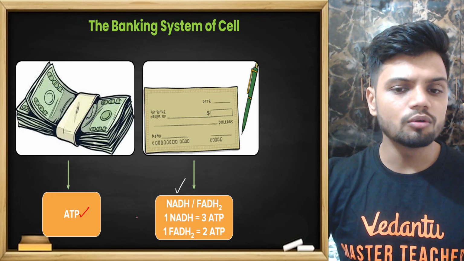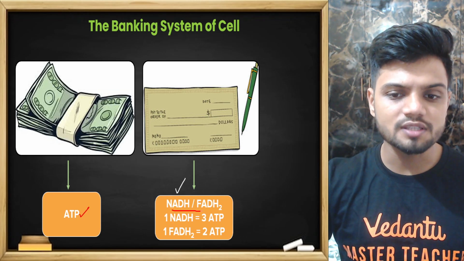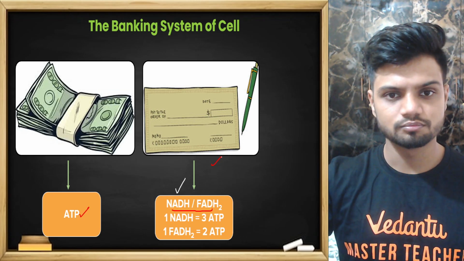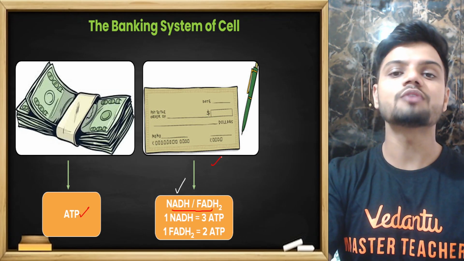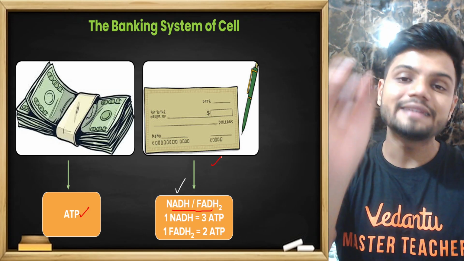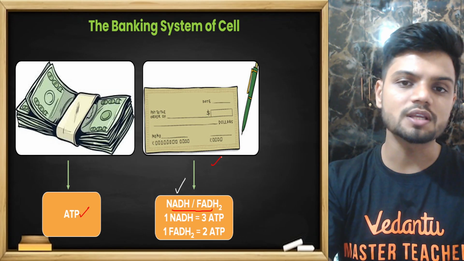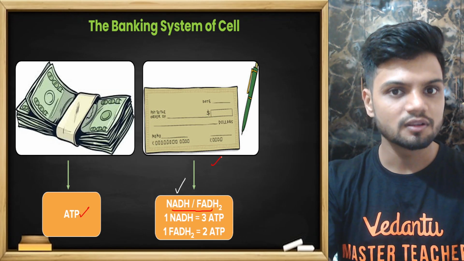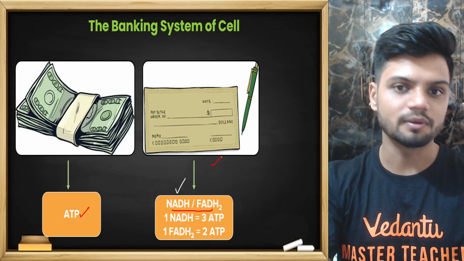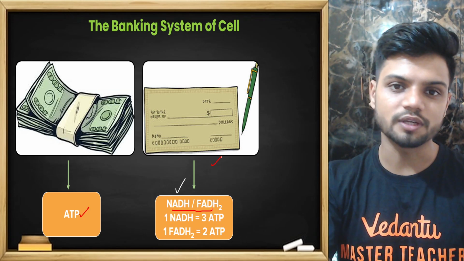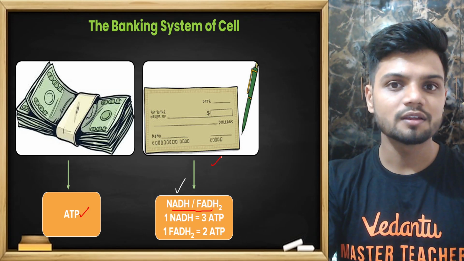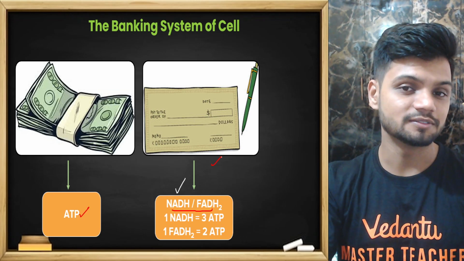Now your NADH or FADH is something like a check. Check. You have a check, for example, a 10,000 rupees check. Can you take the check and go to the bakery and tell them, I want 10 samosas, 10 kachori, 10 egg puffs? Will they give you? They will say, next, go to the next shop. Why? Because they can't take the check directly.